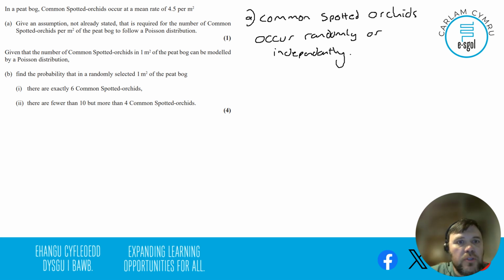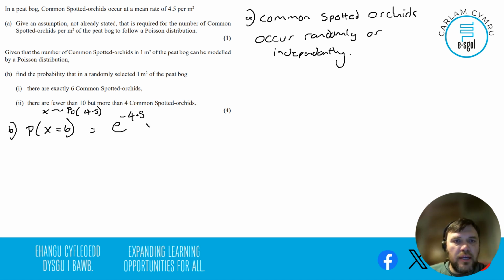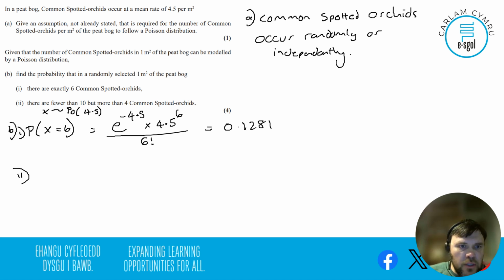And then given that the number of common spotted orchids in 1 meter squared of the peat bog can be modeled by the Poisson distribution. So here now is where we pick up the 4 main marks for this question. So part B, find the probability that in a randomly selected 1 meter squared of peat bog there are exactly 6 common spotted orchids. So again, I would expect the calculation, so P(X = 6), and I should have stated this before, X belonging to the Poisson distribution of lambda 4.5. So then this is e to the minus 4.5 times 4.5 to the power of 6 over 6 factorial. And then this would give us 0.1281.